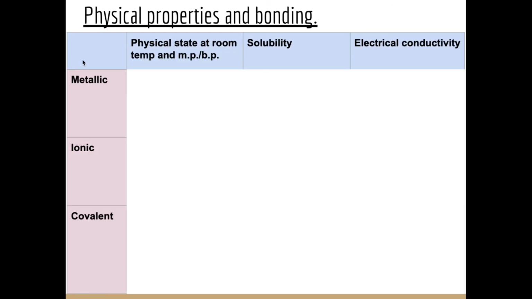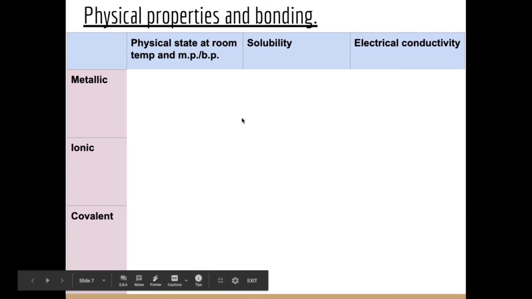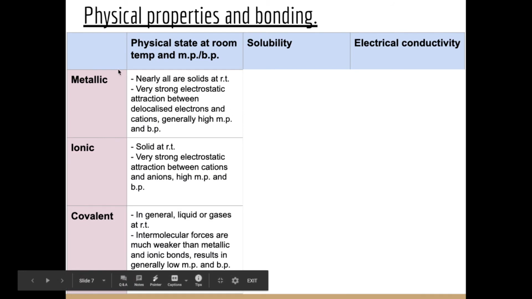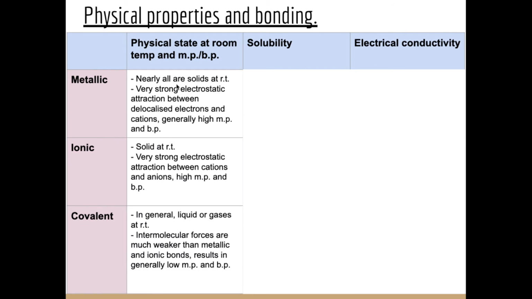Let's just link all of the different types of bonding to the physical properties that they exhibit, and that will be a nice tidy bow on this unit that we've done. So, physical properties. Let's look at the physical state at room temperature and the melting and boiling point of metallic, ionic, and covalent substances. For our metallic, nearly all are solids at room temperature.